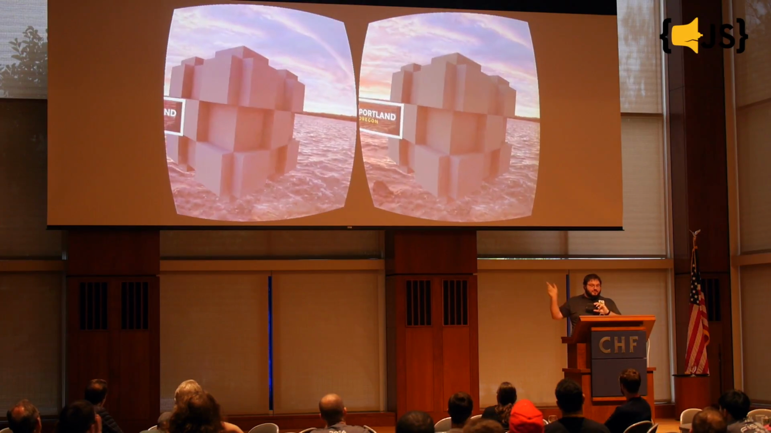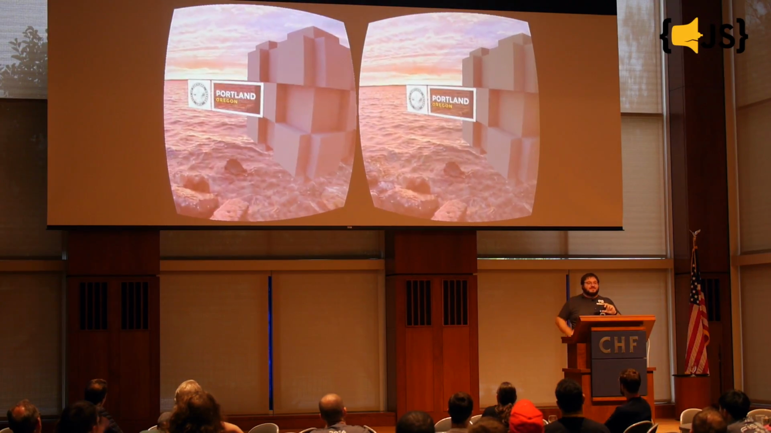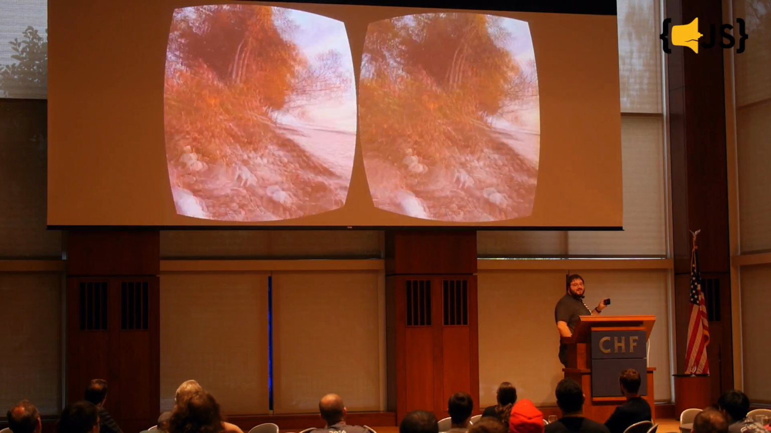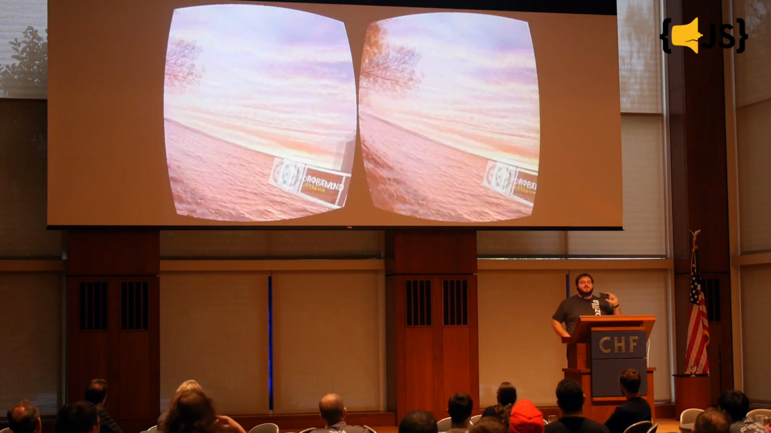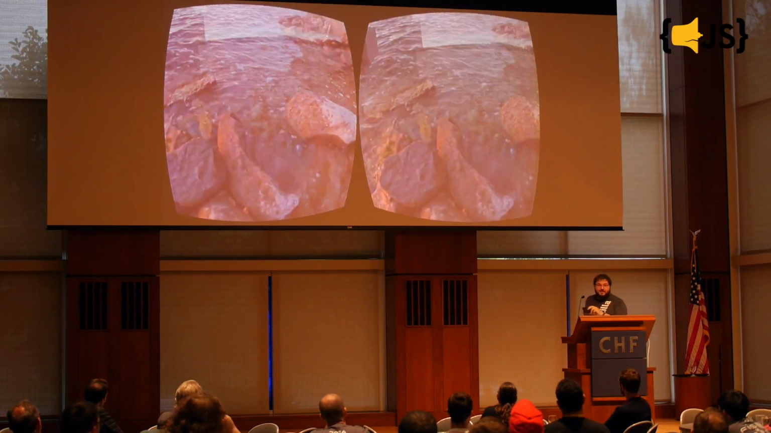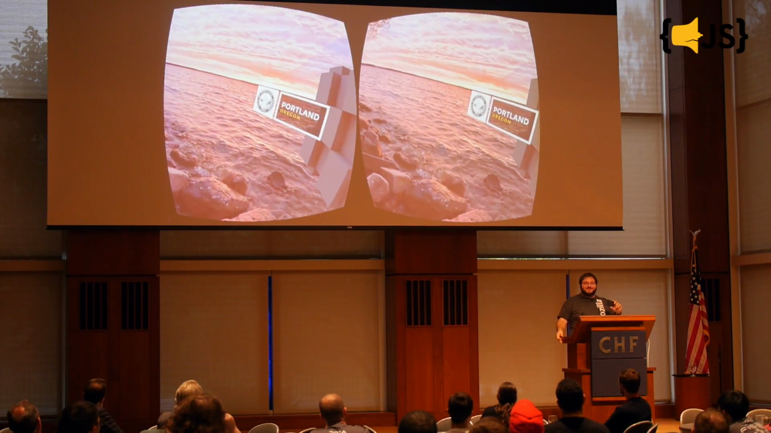There's a model of those cubes. There's a little layer for that text. And we have a skybox element where we passed a series of images for the top, the bottom, left, and right. So I think this is really, really awesome.